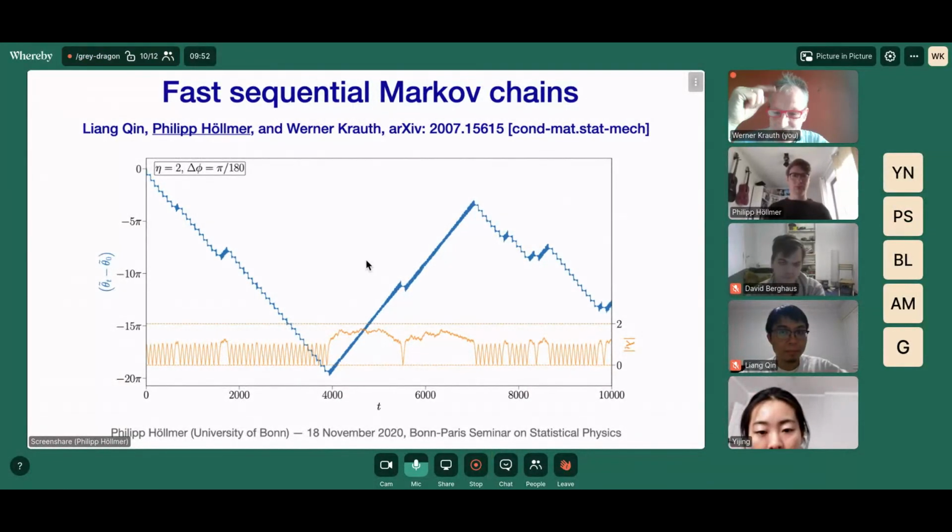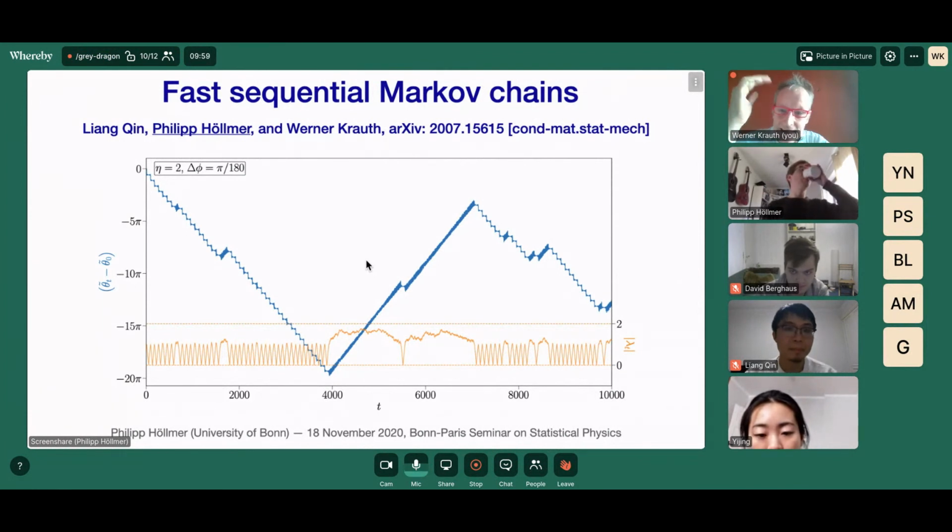Okay, so welcome to our first seminar between Professor Monien's group at University of Bonn and our group in Paris on statistical physics. Our first talk today will be on fast sequential Markov chains by Philipp Höllmer, and it's work that he has done together with Liang Qin.